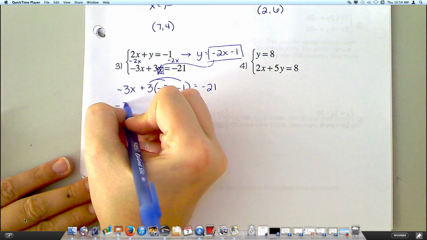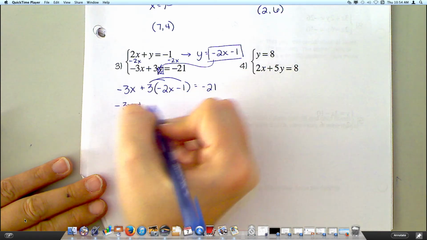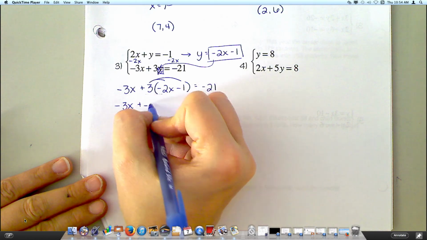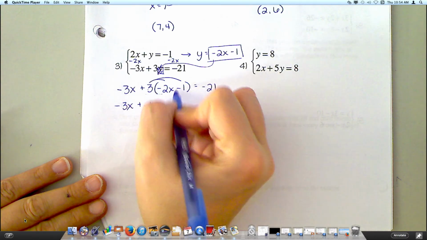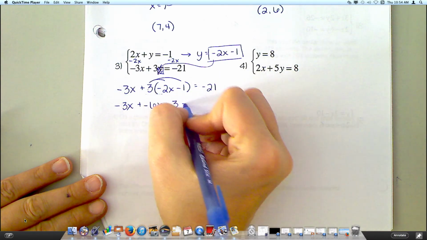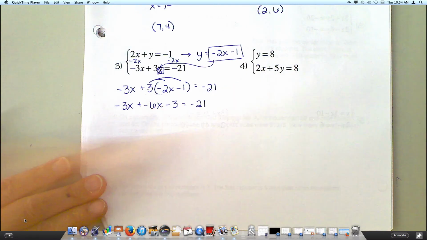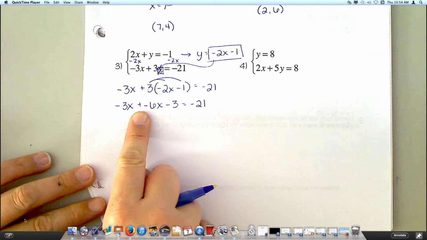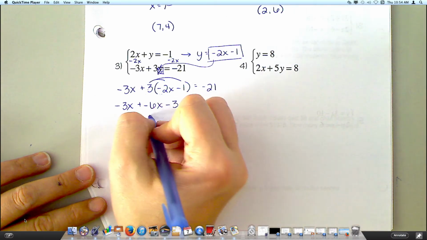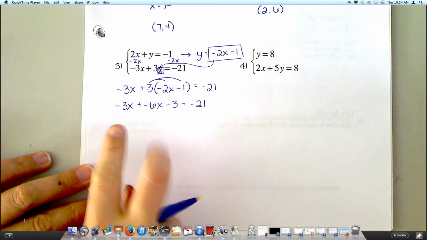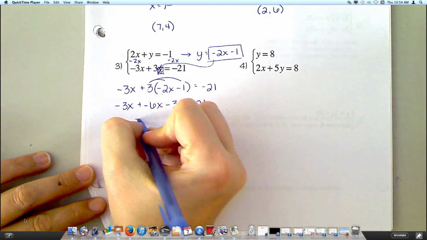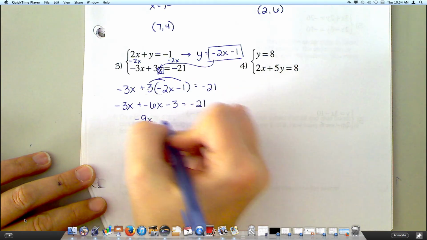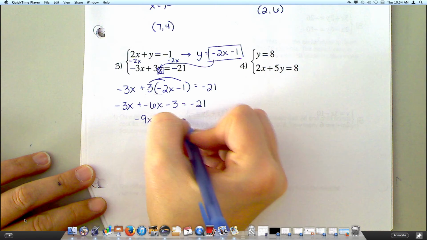From here, let's distribute. So negative 3x plus, that's going to be negative 6x, and then 3 times negative 1 is negative 3, equals negative 21. Here your x's are on both sides, so I don't want to see anybody saying plus 6x plus 6x. We're just combining and making negative 9x minus 3 equals negative 21.